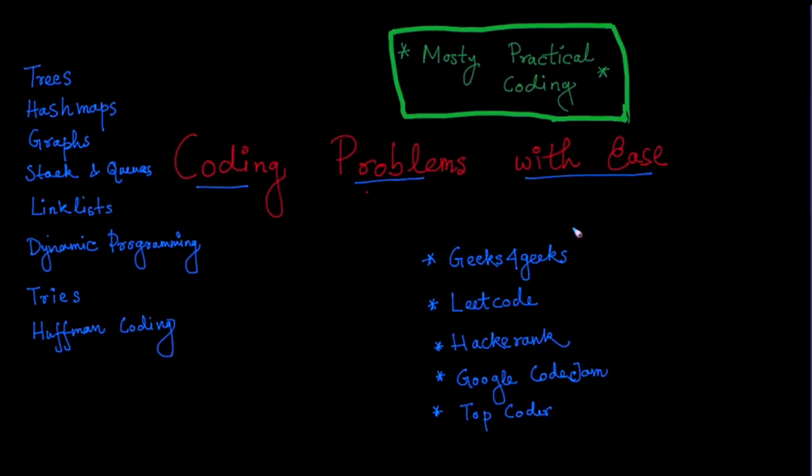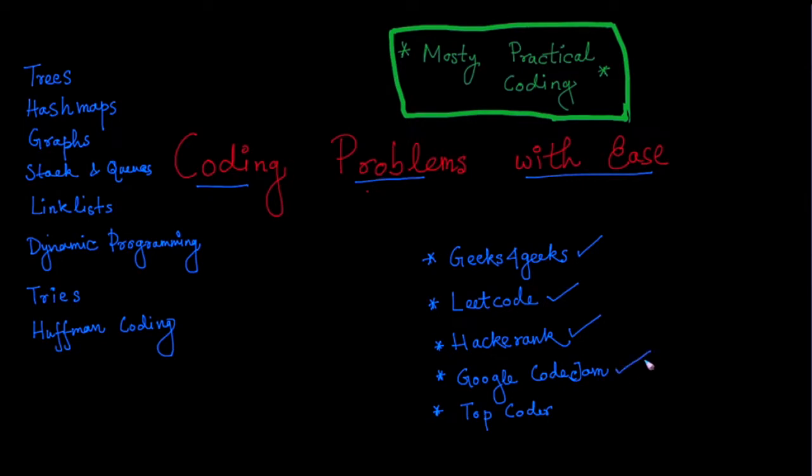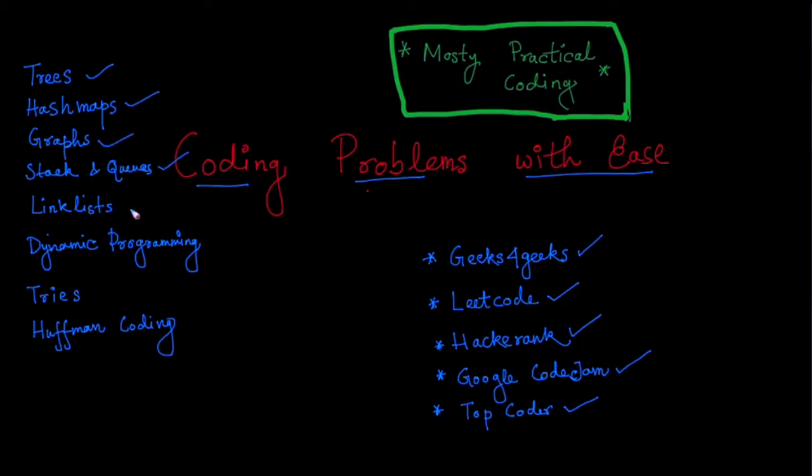Here I will talk about coding problems, different algorithmic problems that are usually asked in interviews, and they are all across different websites like GeeksforGeeks, LeetCode, HackerRank, Google Code Jam, and Topcoder, and so many other websites. In this complete tutorial series, I will cover trees, hash maps, graphs, stacks and queues, linked lists, dynamic programming, tries, and Huffman coding, and so many other different programming concepts.